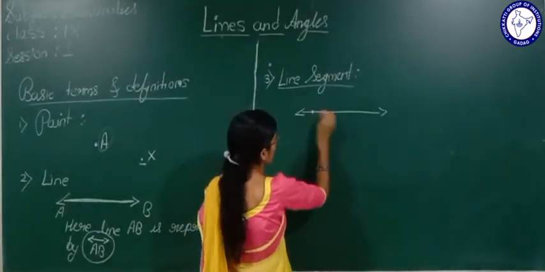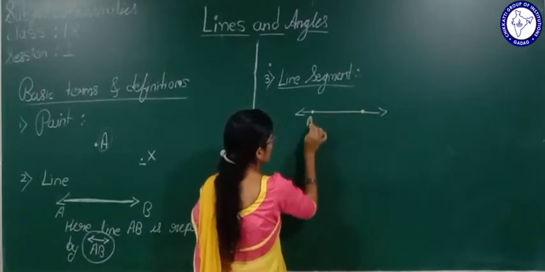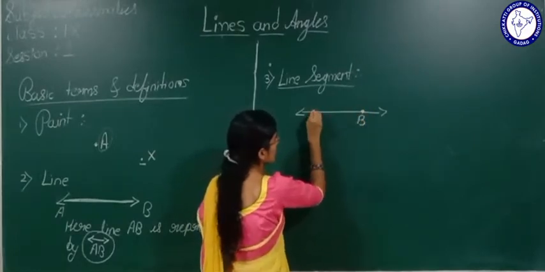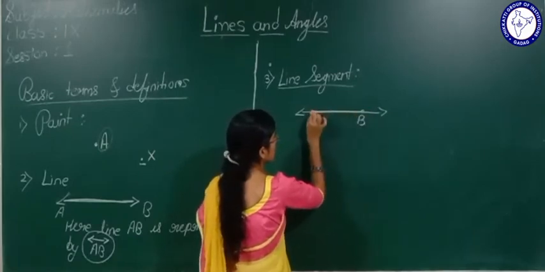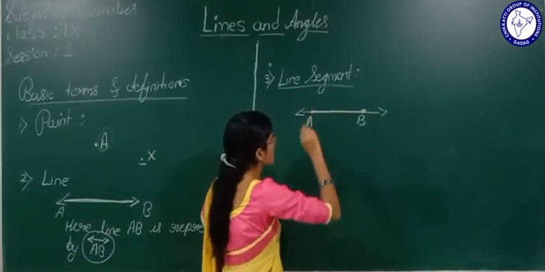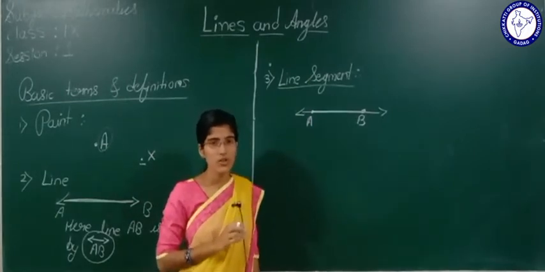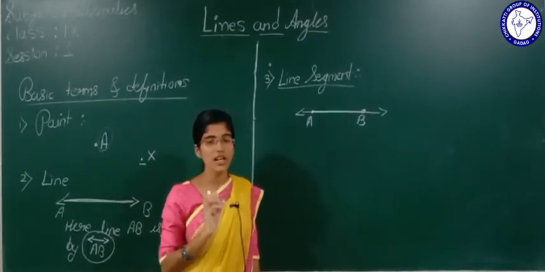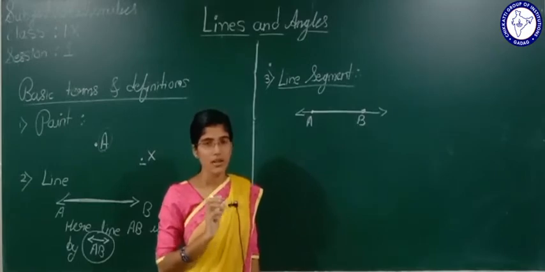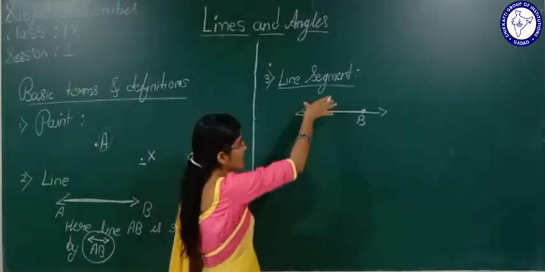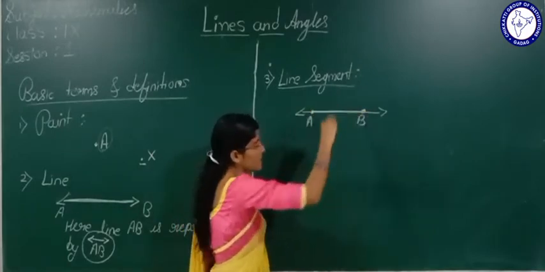Here AB is a line segment. It has end points. The length of the line segment is fixed. Yes or no? The length is going to be fixed in a line segment. A line segment is a part of a line which has two end points.